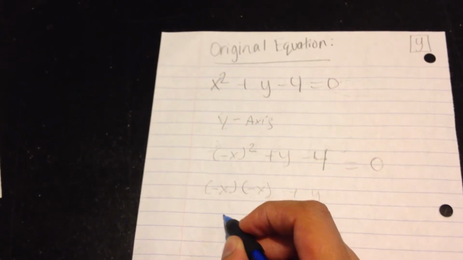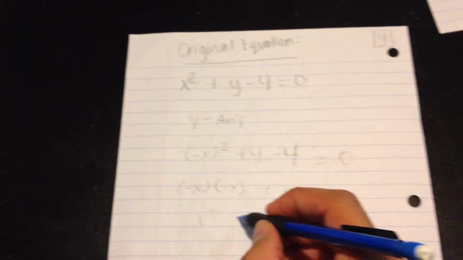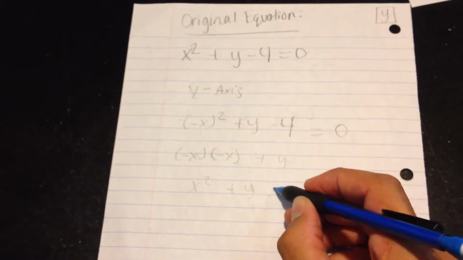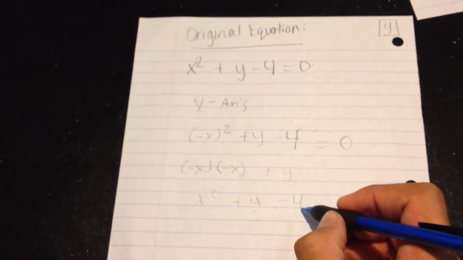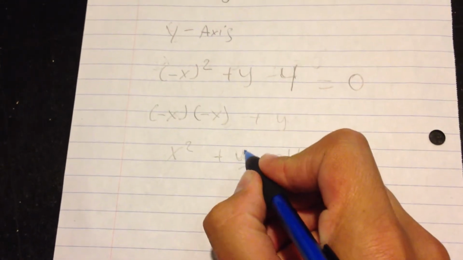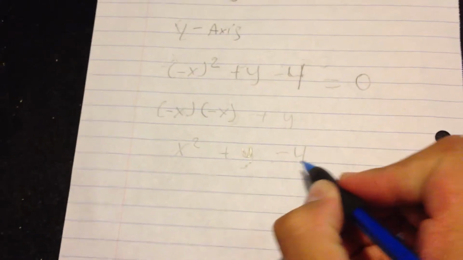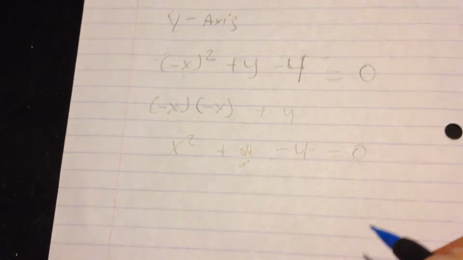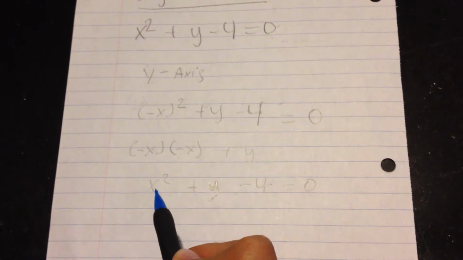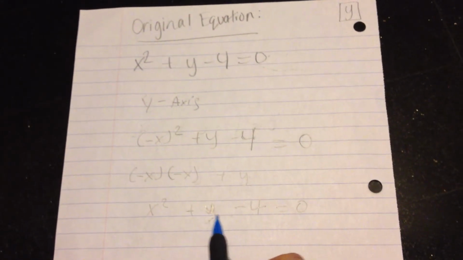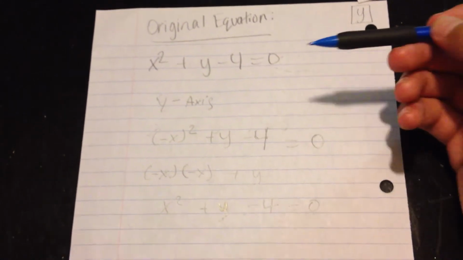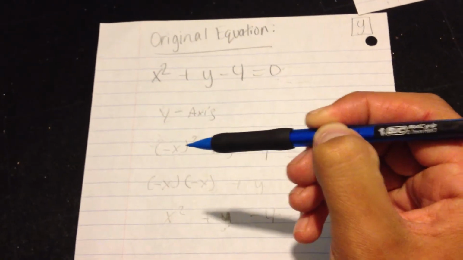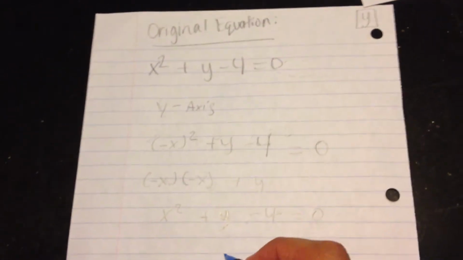So when you multiply those two together, you get x squared plus y. Just know that right there is a y, and that's a negative 4. So anyways, we ended up with x squared plus y minus 4 is equal to 0. Notice that we ended up with the same equation we started with after switching that x for negative x down here. That means that we have y-axis symmetry.